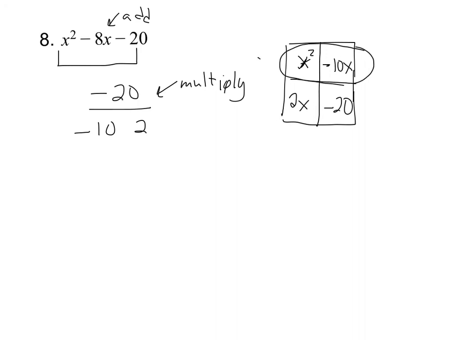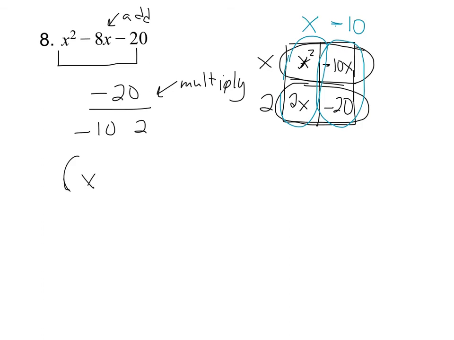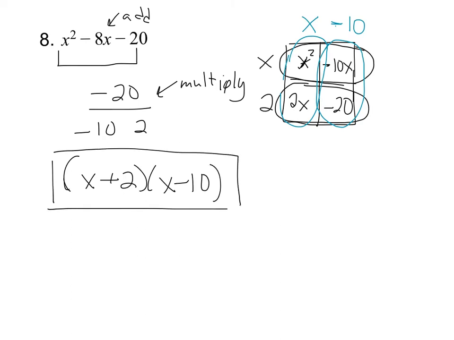So the first row, I could take out an x. The second row, I could take out a 2. The first column, I could take out an x. And the second column, I could take out a 10. But again, because that first term is negative 10, let's go ahead and take out negative 10. So now I have my factors. They're just the things that are on the top row and the left column. So x plus 2 and x minus 10. I think you'll find when you practice these enough, they actually do start to become pretty second nature.